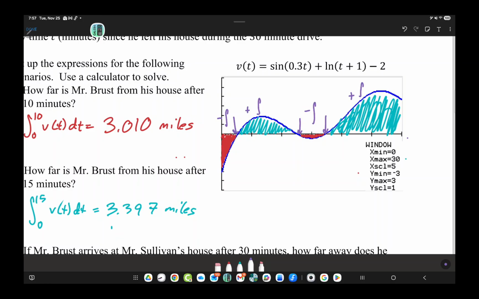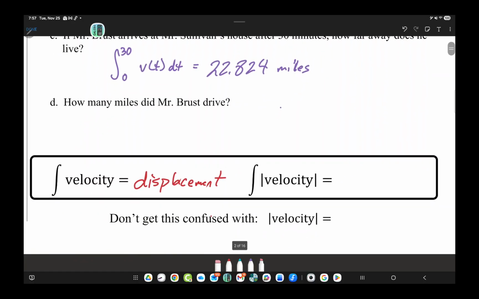But there is so much of an easier way to do this. Okay, the idea here is I need to make everything positive, right? Well, what makes everything positive? Yeah, you kind of get the note down the bottom. What do you see? Absolute value. So we're going to do the same thing, but we're going to do from 0 to 30 of the absolute value of v of t.